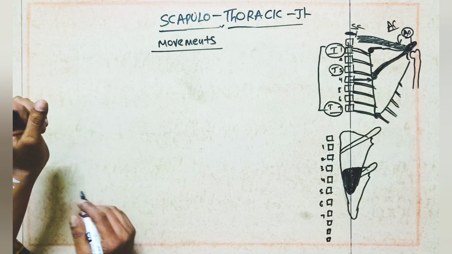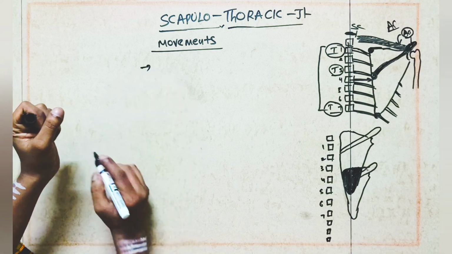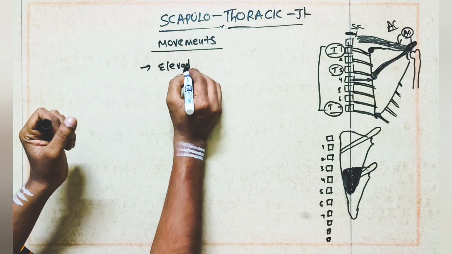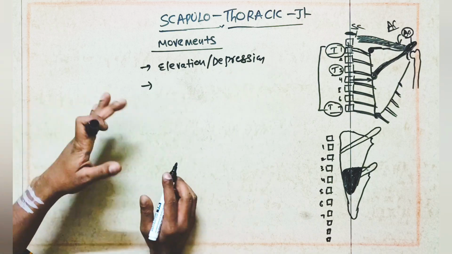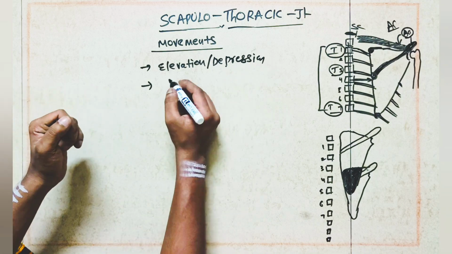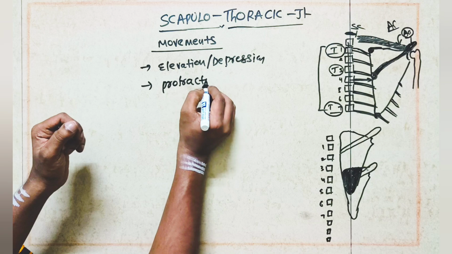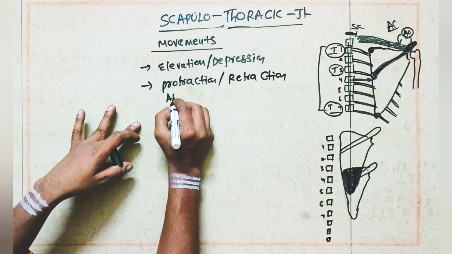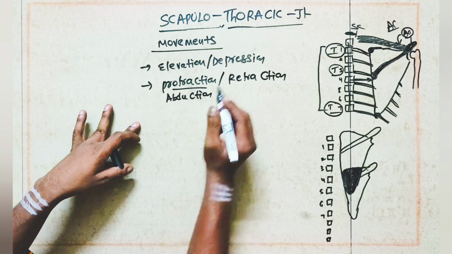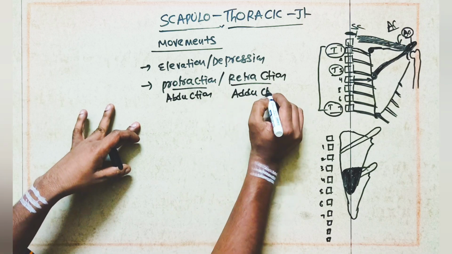So now these are about the movements of the scapulothoracic joint. Here the possible movements are, first, elevation and depression, which are one movement. The second movement is protraction and retraction. These are also called abduction and adduction: protraction is also called abduction, and retraction is also called adduction.